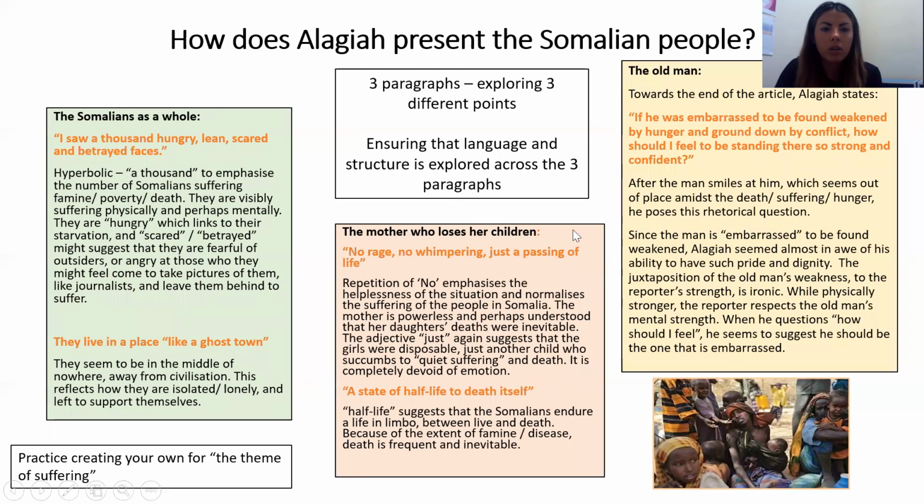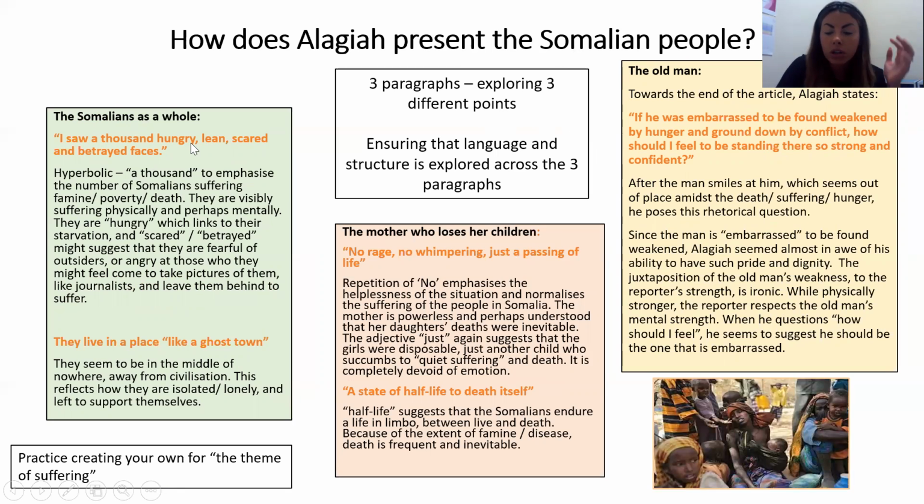Okay, the second one I'm going to focus on is how he presents the Somalian people. So again, 3 paragraphs exploring 3 different points. For this, how I've broken that down is to focus on 3 different groups: the Somalians as a whole, and then 2 people.